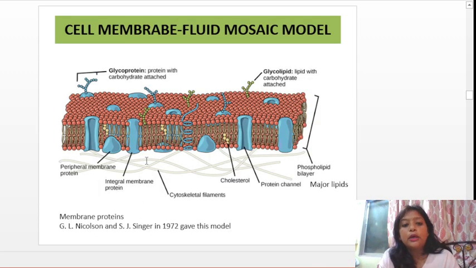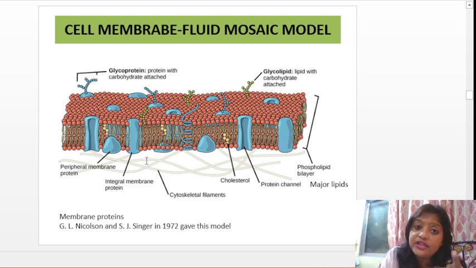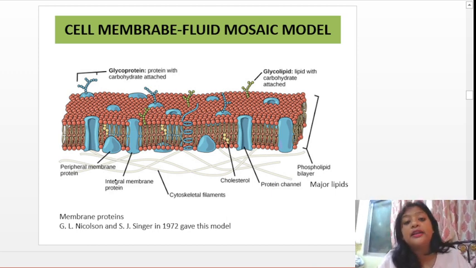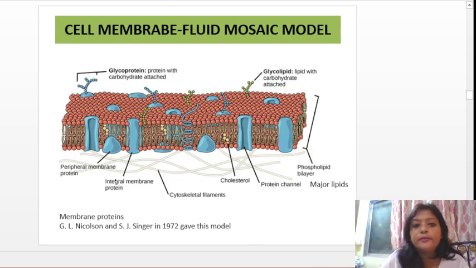Now let's move on to the next slide, where we talk about the fluid mosaic model. I've already told you that G.L. Nicholson and S.J. Singer gave this model in 1972. Let's talk about what is present in this cell membrane. First we'll talk about the membrane proteins. It's very important: the cell membrane contains lipid and protein. Remember this. It also contains carbohydrates, so basically it's a mixture of lipid, protein, and carbohydrates.